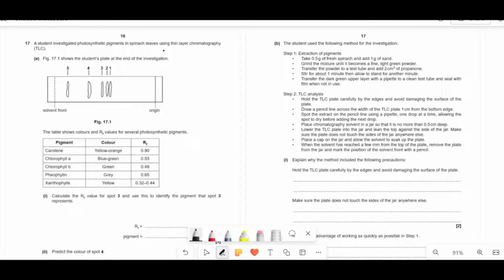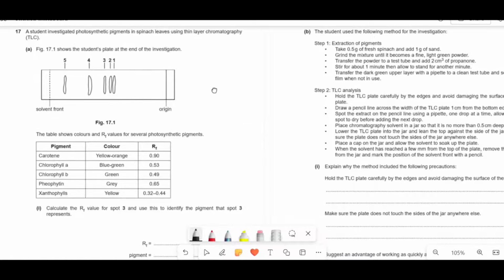So a student investigated the photosynthetic pigments in spinach leaves using thin layer chromatography, and they showed the plate at the end of this investigation. So origin, solvent front, whatever, right? What you do is you dip these in the solvent below the origin, and the solvent will move across all the way to the solvent front, and these will all move different distances depending on how long they spend in the mobile phase, the moving phase, versus stationary. So stationary phase is the plate itself where it's stuck. Mobile phase is the solvent moving across.